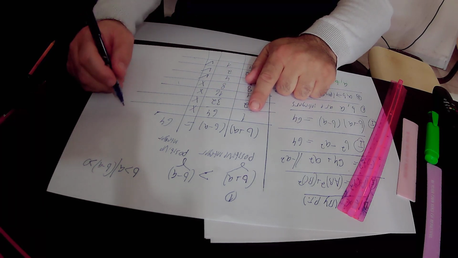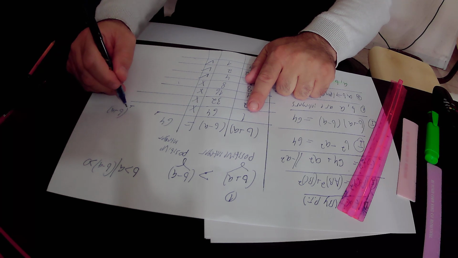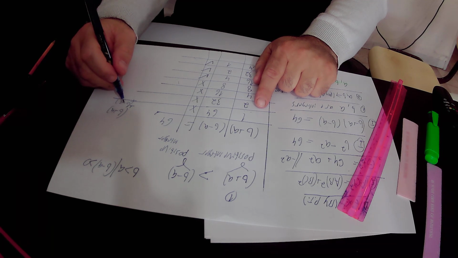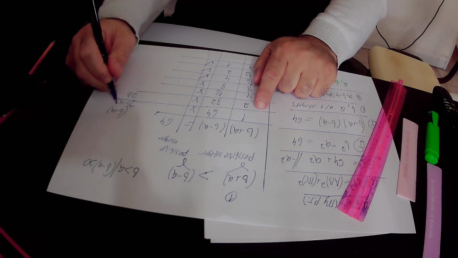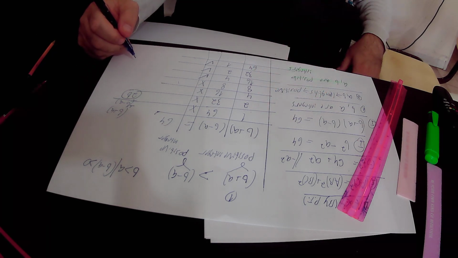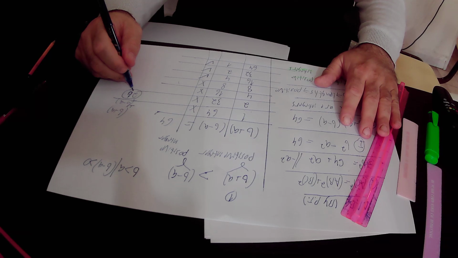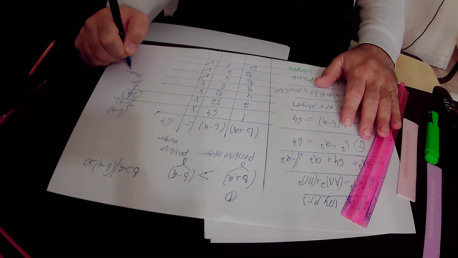So b plus a, this is the first number, we will add the first number to the second number, that is b minus a. So what is the result of b plus a plus b minus a? b plus b is 2b, and a minus a is 0. So in conclusion, if we add the two numbers together, the result must be an even number. 2b is an even number because b is a positive integer, therefore 2b must be an even number.